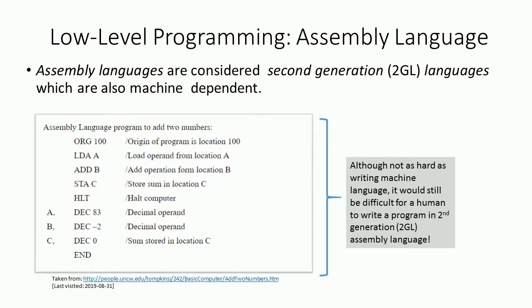Low-level programming, assembly language. Assembly languages are considered second-generation 2GL languages which are also machine-dependent. Although not as hard as writing machine language, it would still be difficult for a human to write a program in second-generation 2GL assembly language.